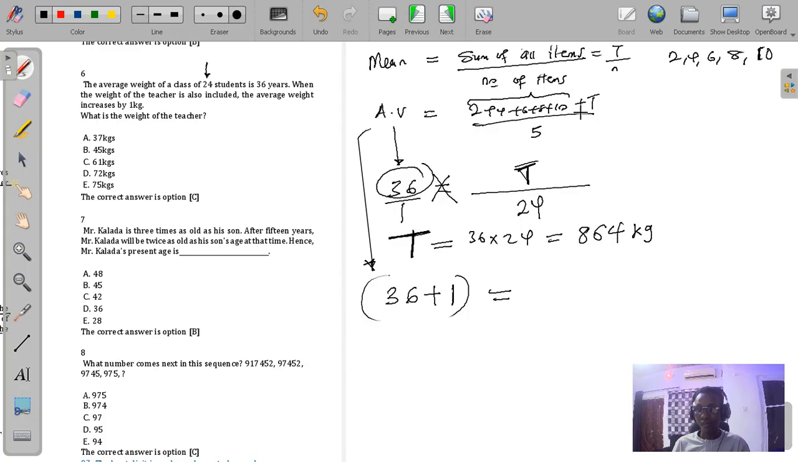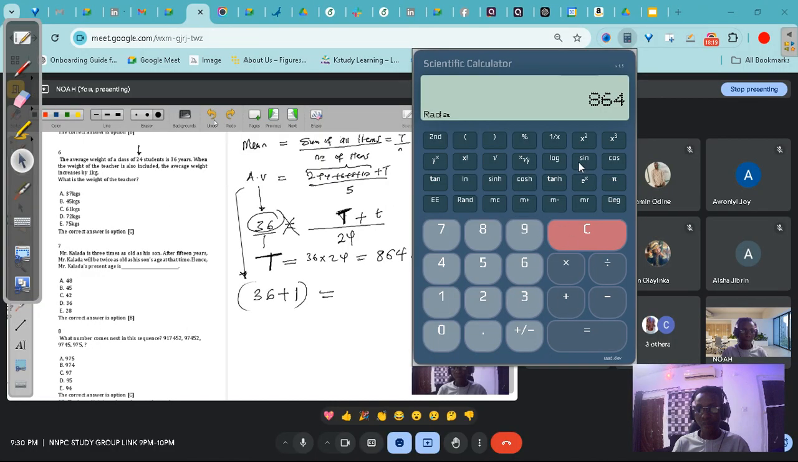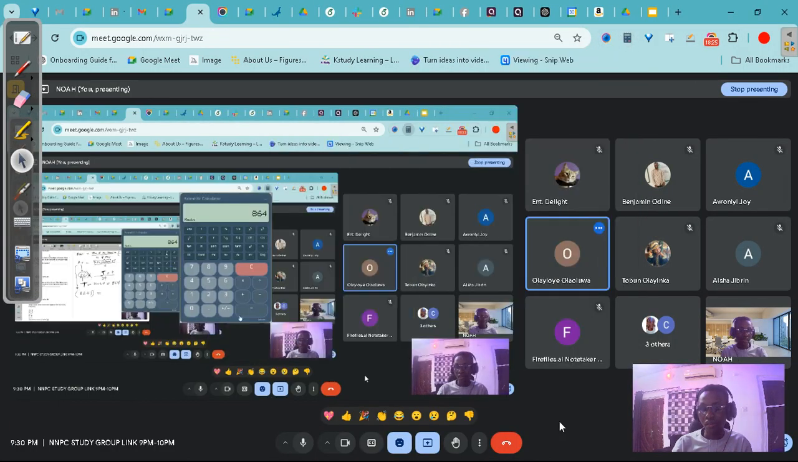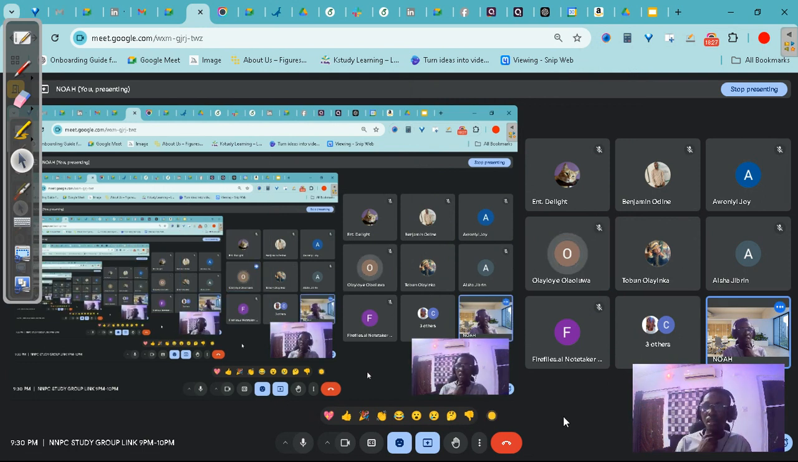Let's say the total weight of all the students is T. Then we want to add the teacher. Let's say the teacher represents small t. If the teacher is now added, let me put it there. Let me correct that. Seriously, are you for real? Can you guys see my screen? I'm just showing my screen from here.